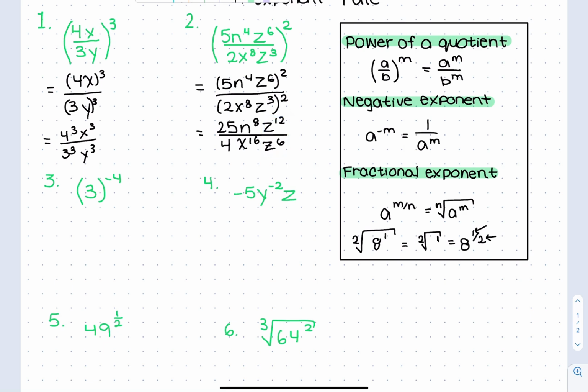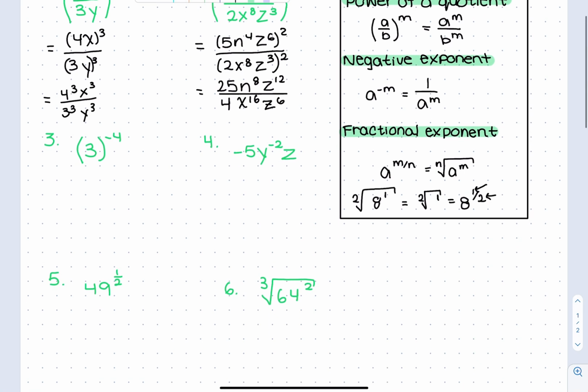Now if we take a look at 3, this is the negative exponent. Let's put this into action. Right now we have 3 to the power of negative 4. This isn't super helpful. It's a really small number. But we can rewrite this as 1 over 3 to the 4. This is just another way to simplify it and write it so that we do not have negative exponents. Same idea over here.